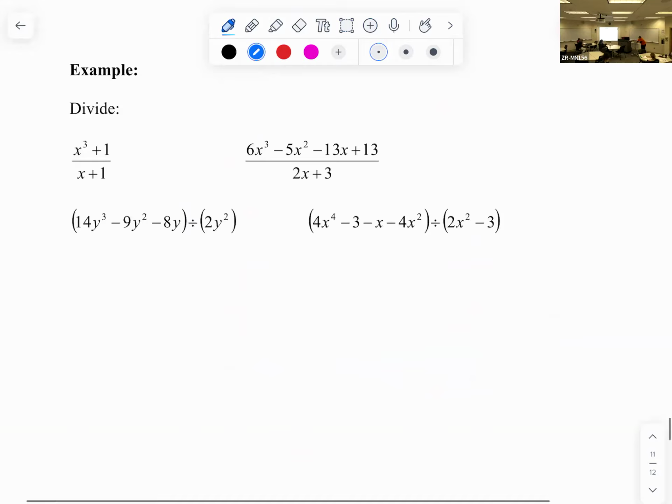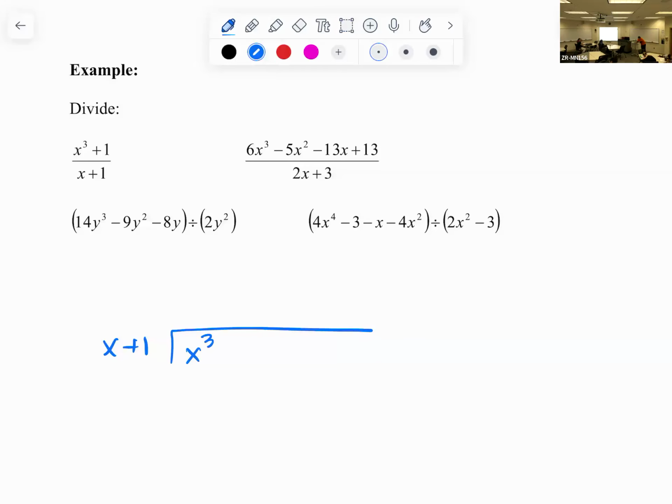So let's do an example. I have this first one, x cubed plus 1 divided by x plus 1. The big part here is now I need to add in all the missing terms. Whatever degree you start with, make sure you have all degrees all the way down to x to the 0.